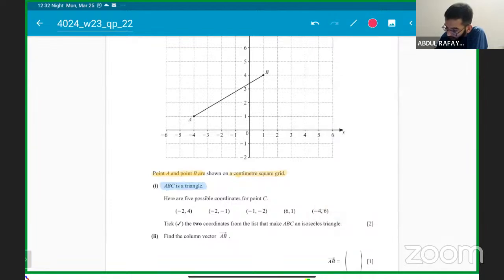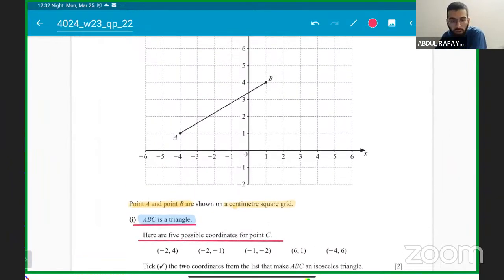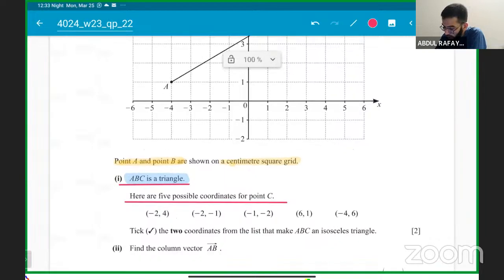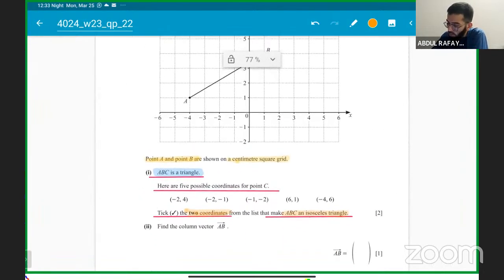Here are 5 possible coordinates of the point C. We have to make it a triangle, students. AB is already given, and we have 5 possible coordinates. We have to tick which 2 coordinates from the list will make ABC an isosceles triangle with 2 sides the same. What is the property of an isosceles triangle? 2 sides are the same. We have to take the 2 coordinates which will give us ABC as an isosceles triangle. We have to think about each of them, so let's work it out.